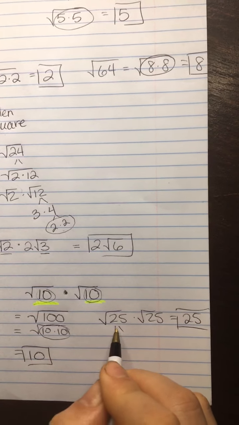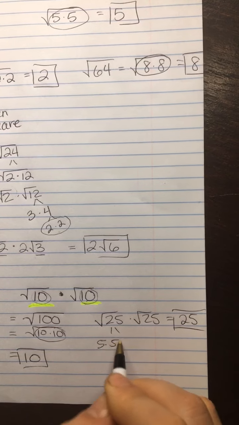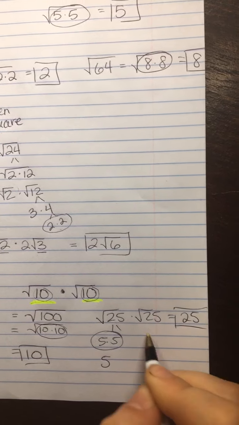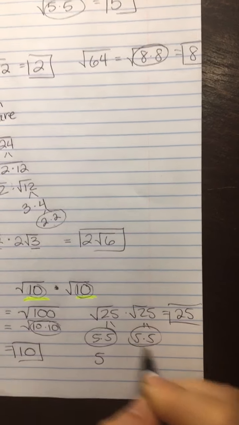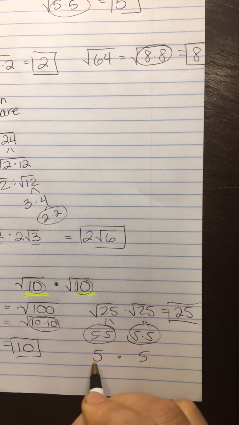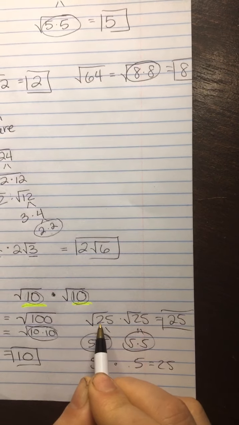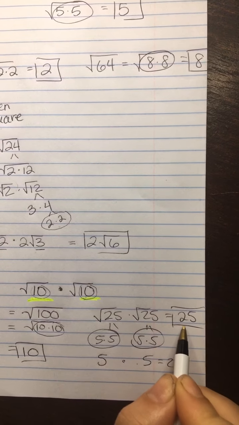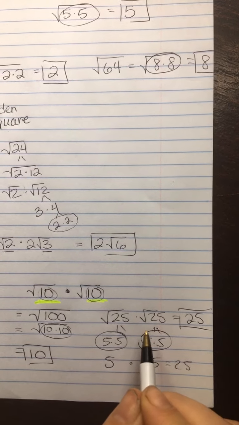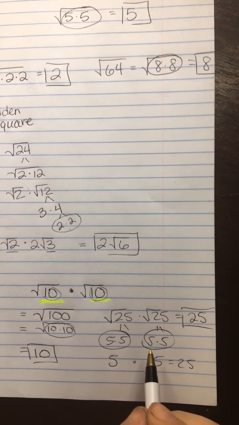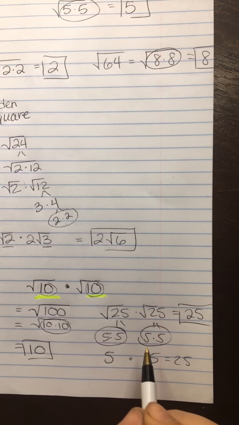Because the square root of 25 we know is 5 times 5, and we know that's a perfect square, so it's 5, right? This is 5 times 5. That equals 25, right? You multiply those together. So the square root of a number times the square root of the same number equals just the number. So if you had the square root of 1,000,000 times the square root of 1,000,000, it would just be 1,000,000.